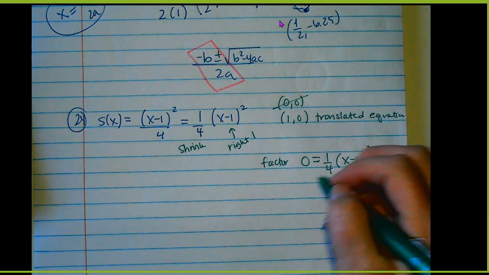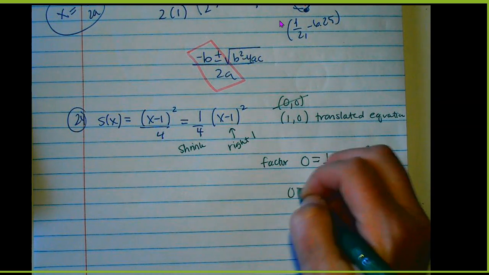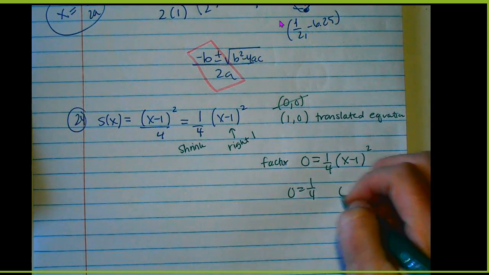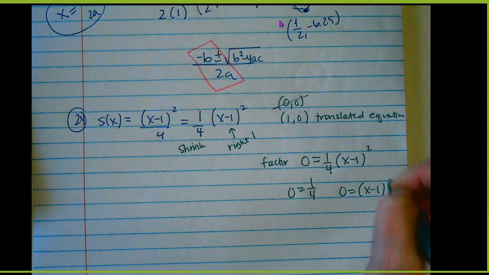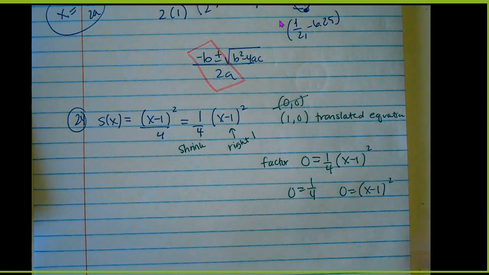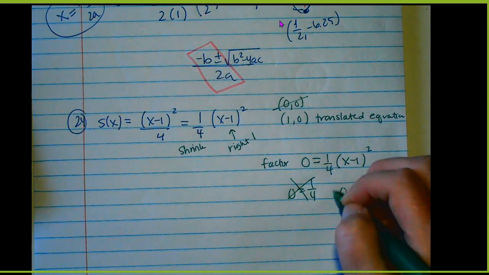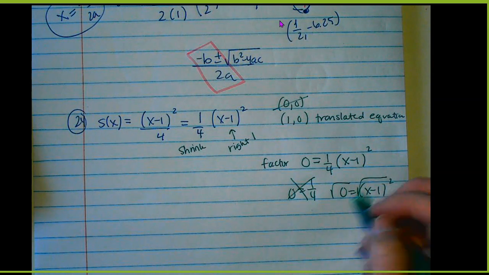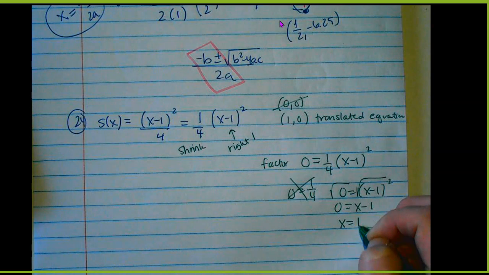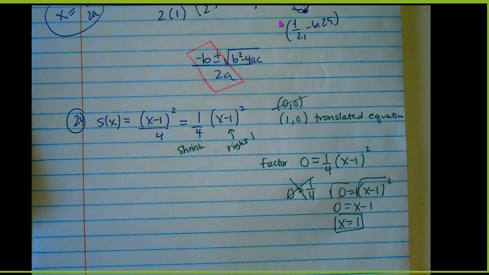It is already factored. It has 2 things equal to 0: 0 equals 1/4 or 0 equals (x minus 1) squared. Now 0 equals 1/4 is not true, so we mark it out. But this one we can actually solve. We take the square root of both sides and get the square root of 0 is 0, x minus 1, so x equals positive 1. Which means that this is also the x-intercept.